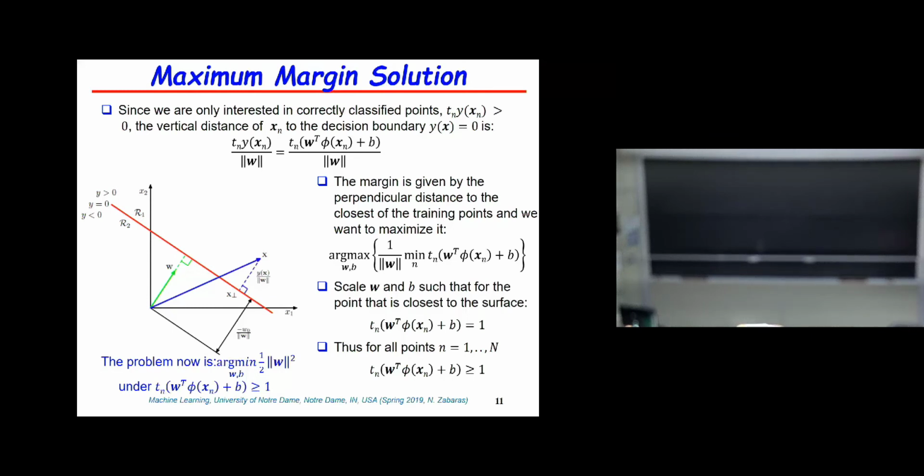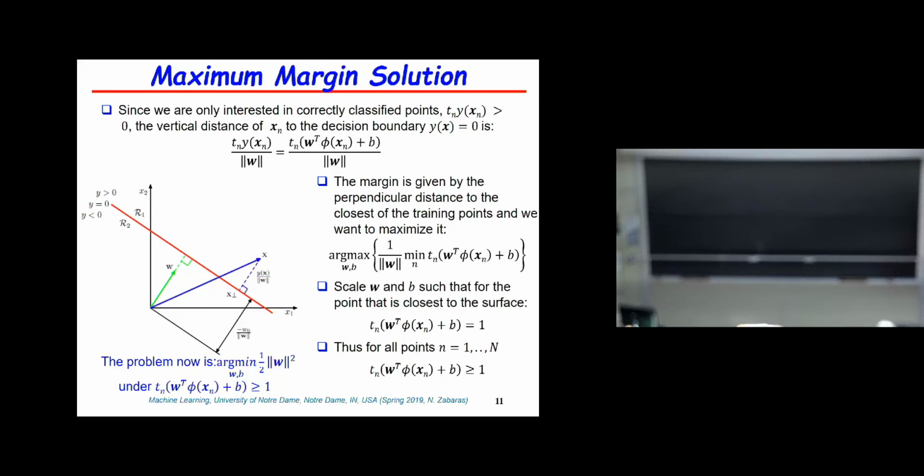And the way to do this is, how about if we arbitrarily define that for the closest point to the separating hyperplane, Tn times W transpose phi of xn plus B is equal to 1. By saying this, we fix the scaling in W and B and get rid of its effect. So we arbitrarily said that for the nearest point n to the separating hyperplane, Tn times that is equal to 1.